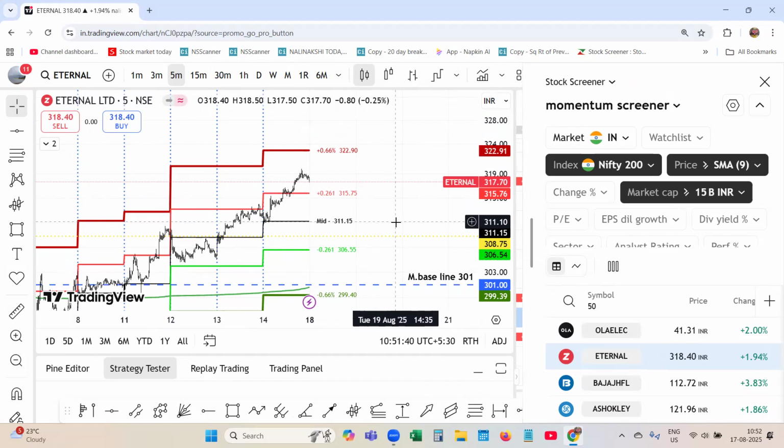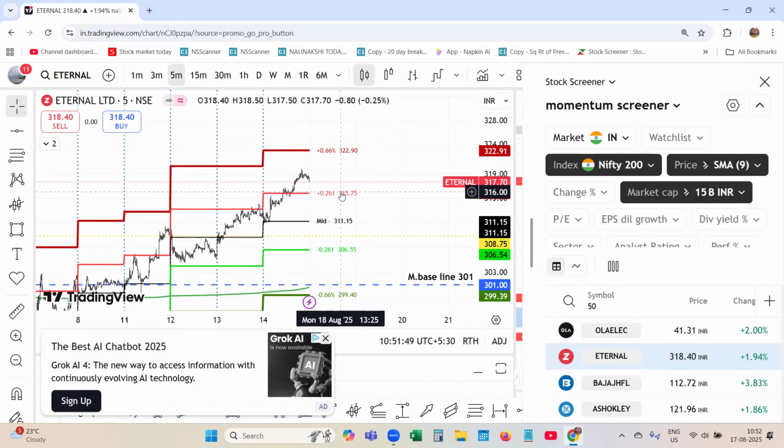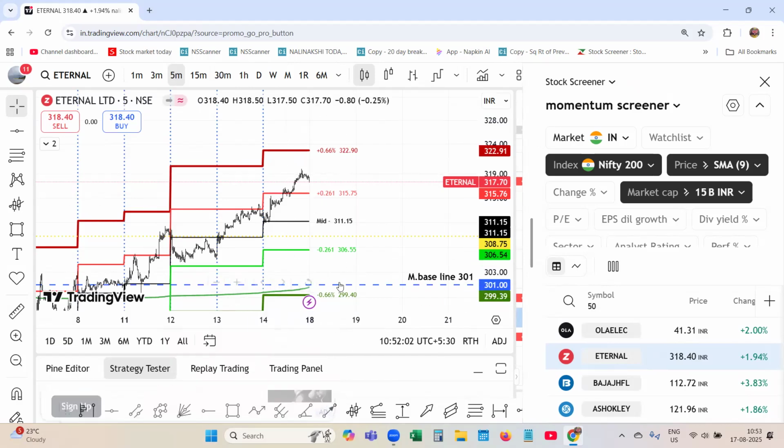Keltner channel, and the Srinivas indicator with 0.66 percent, plus 0.26, minus 0.26, and minus 0.66. These are the levels that will be there in that indicator. I've shared it with many people. Many people have used it.